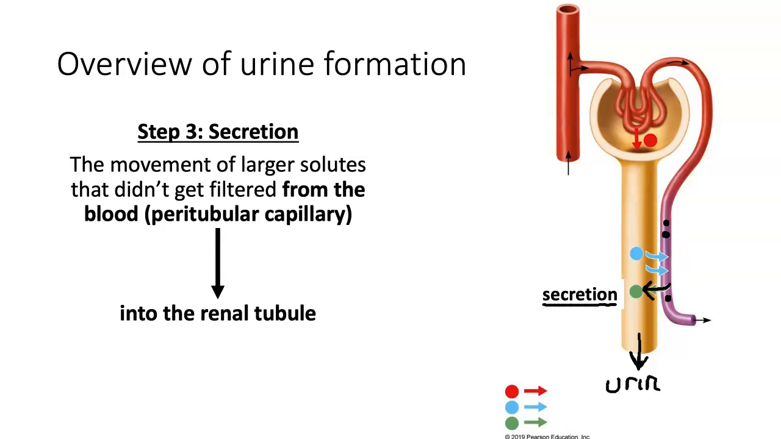So the production of urine involves the filtration of small items out of our blood into the nephron. We're going to take back through reabsorption the good things that we want to keep, like nutrients and water, and we're going to secrete the larger waste products that didn't get filtered to form urine. And so we'll look at each of those steps one by one.